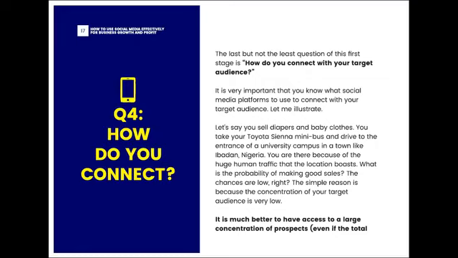illustrate. Okay, so let's say you sell diapers and baby clothes, and you take your Toyota Sienna minibus and drive to the entrance of a university campus in a town like Ibadan, where I live, for example, Nigeria. And you are there because of the huge vehicular traffic that the location boasts of. What's the probability of making good sales? The chances are low, right? The simple reason is because the concentration of your target audience is low.